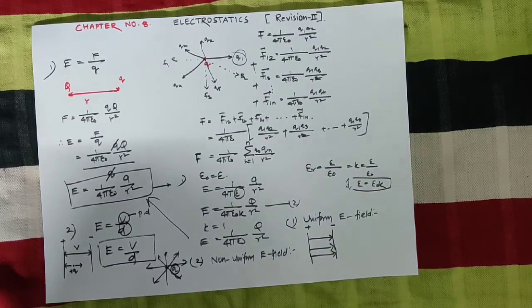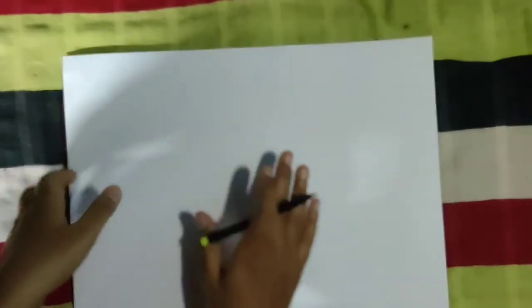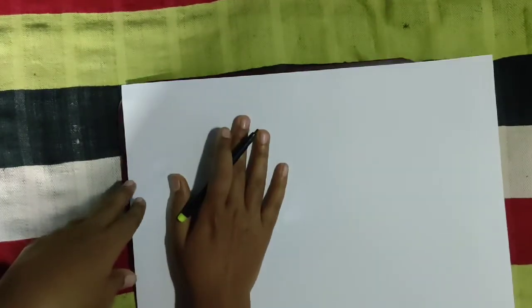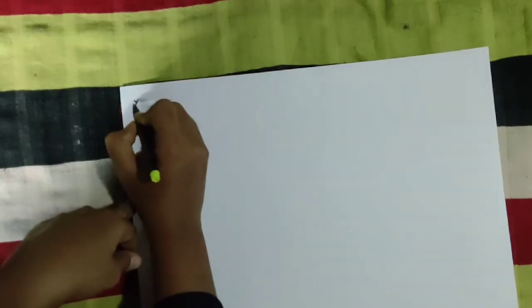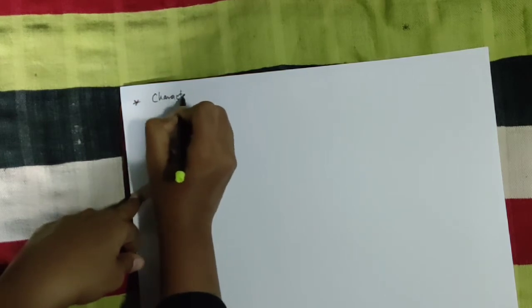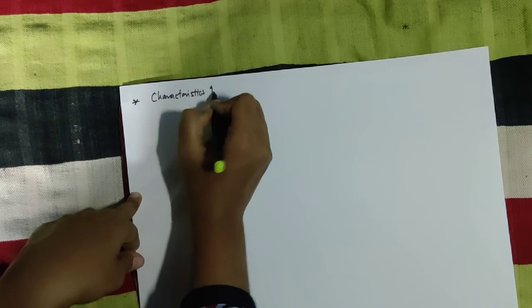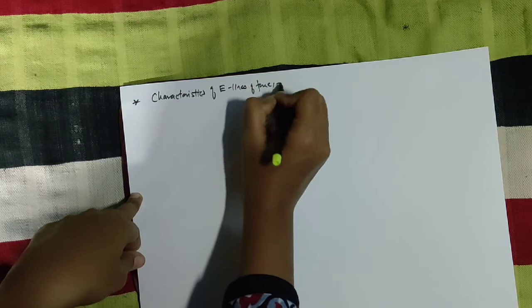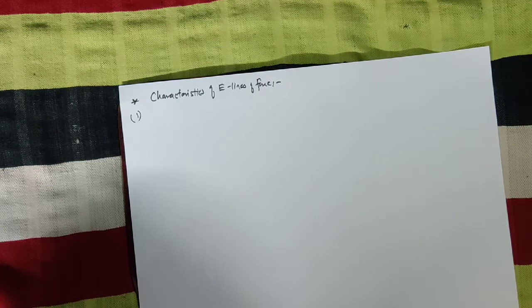The next point is, what are the characteristics of the electric lines of forces? I am writing on the back page. The next point is characteristics of electric lines of force. So the first characteristic is that the electric lines of forces originate from a positively charged object and end on a negatively charged object.